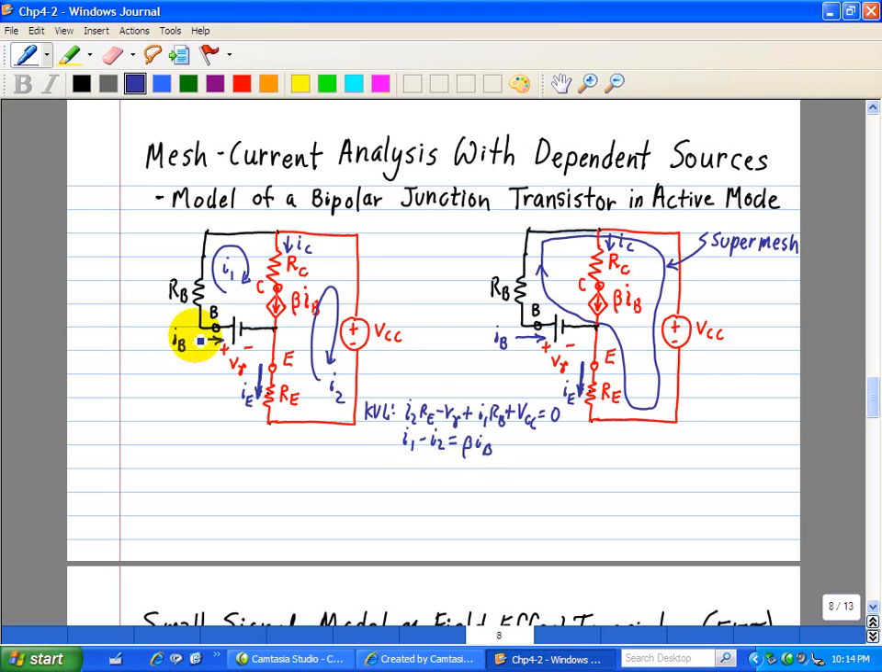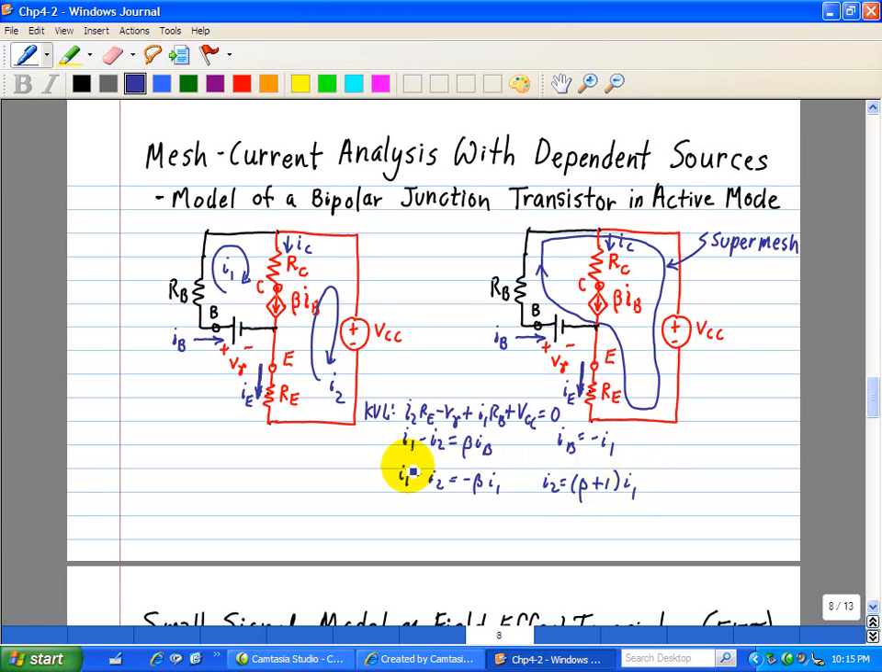We also note, looking at this diagram here, that IB is equal to minus I1. Hence, we have from these two relationships, substituting I1 in here, I1 minus I2 is equal to negative beta I1. Solving for I2 yields beta plus 1 times I1.